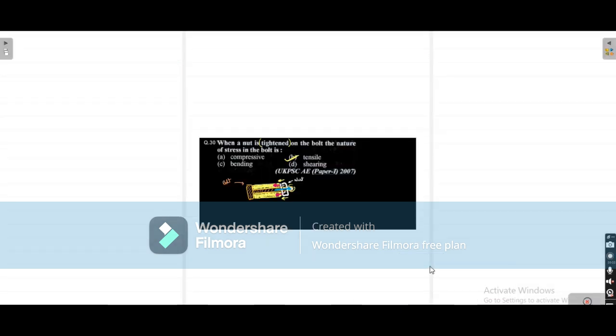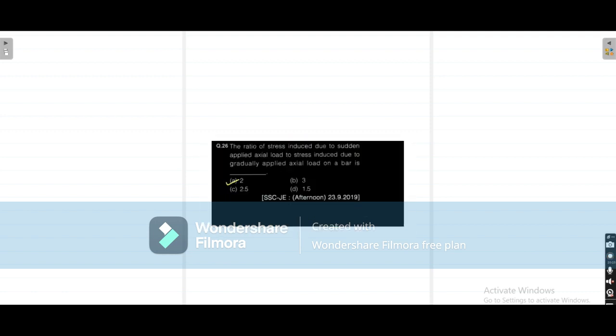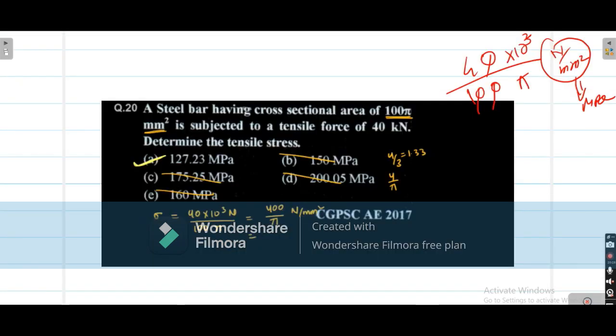Let me go to the question, this one. What we can do is the 100 will cancel out, and ultimately on top we get 440. If we compute 4/3 with π as 3.14, we get 1.33, so the value will be less than 133. It is 127.23 MPa. Okay, next one.